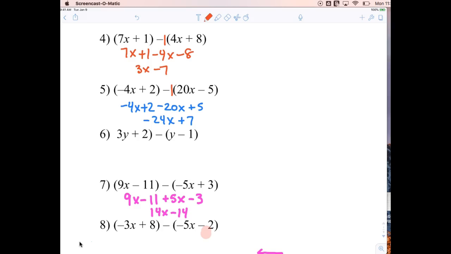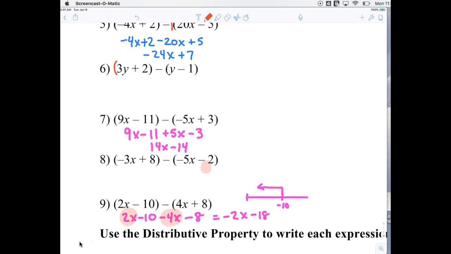Everybody good? So number 6, is there supposed to be a parenthesis? Yeah, just put that in there. I'm not sure why that went away. Sometimes when I type things, I accidentally hit the wrong key or something. So just add that parenthesis. Does it really matter, though? No. So it's 3y plus 2, put the negative there, -1, minus y plus 1.